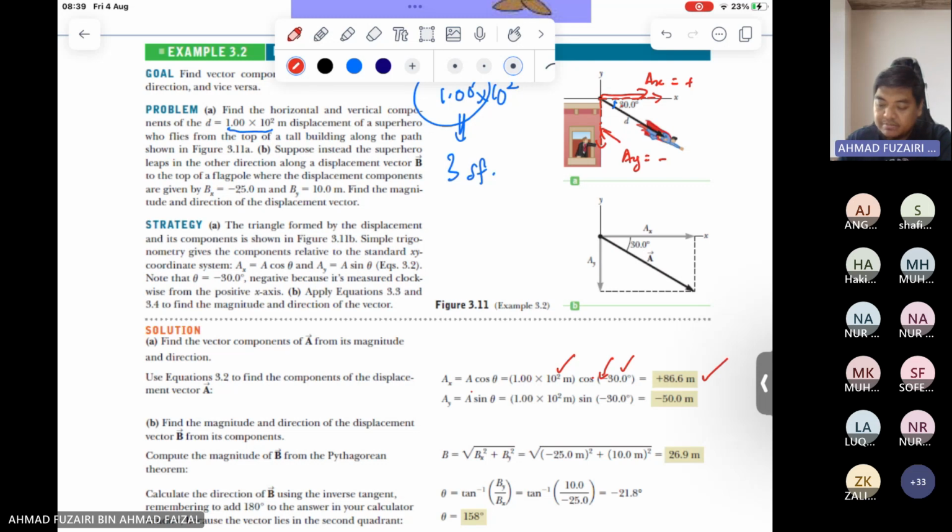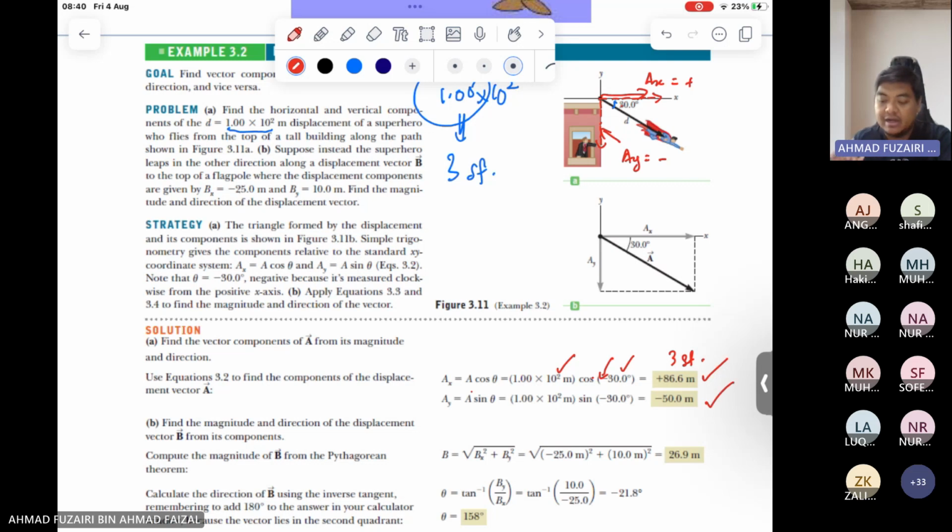Tengok cara dia tulis. Okay, 86.6. This is 3 significant figures. Okay. Itu guna dia kita belajar mengenai significant figures. Bila kita tengok dalam soalan, oh dia bagi macam tu. Oh, that's why jawapan akhir dia tengok berapa decimal point semua. Sebab ini melibatkan multiplication dan division, mesti melibatkan significant figures. Okay. And then the negative 50.0 meters. Okay. Itu ialah untuk AY.